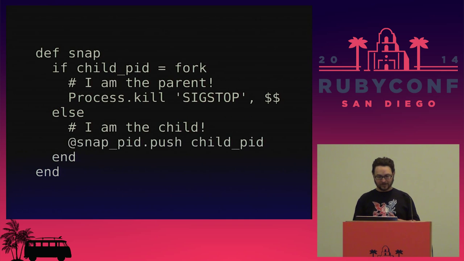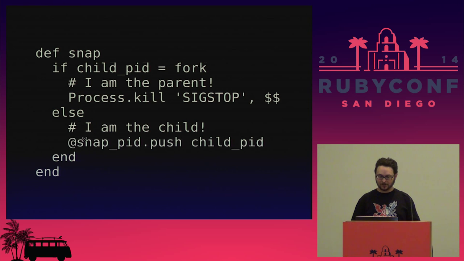Here's the outline. We'll have two functions. One called snap, short for snapshot, because I snapshot the universe. Anyway, four letters. So in snapshot, we're going to fork and get a child process. And if you're the parent, you're going to just stop yourself. Just freeze in your tracks and stop processing.